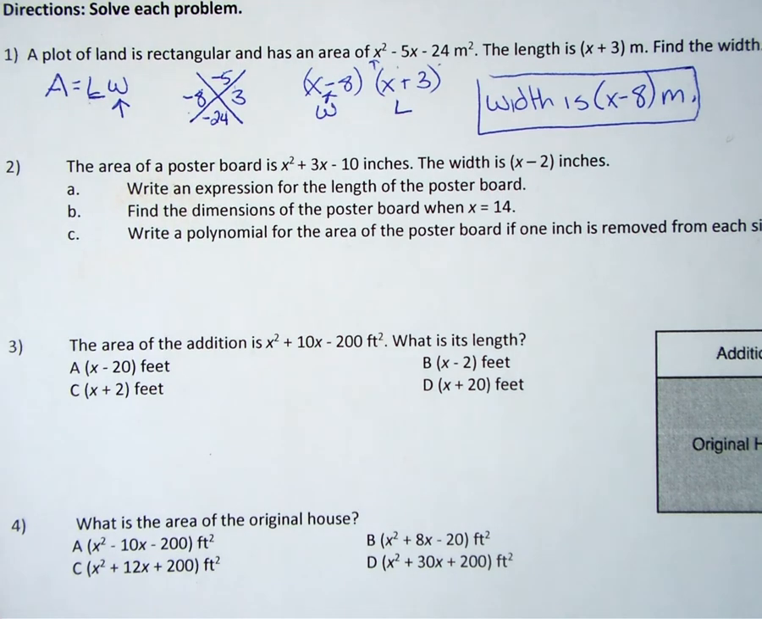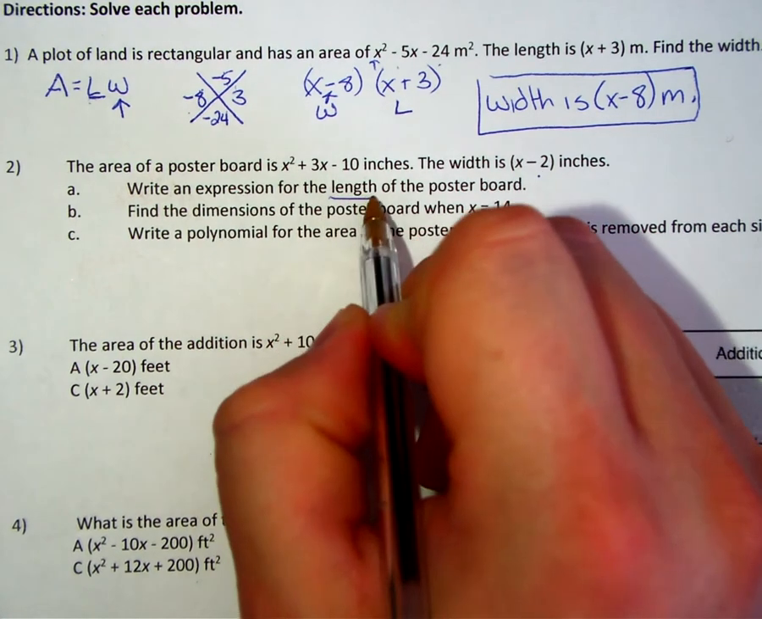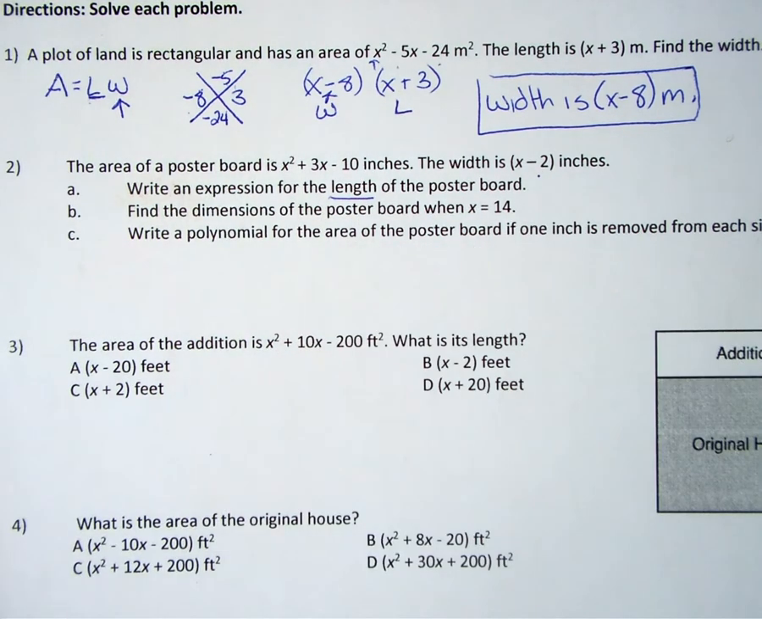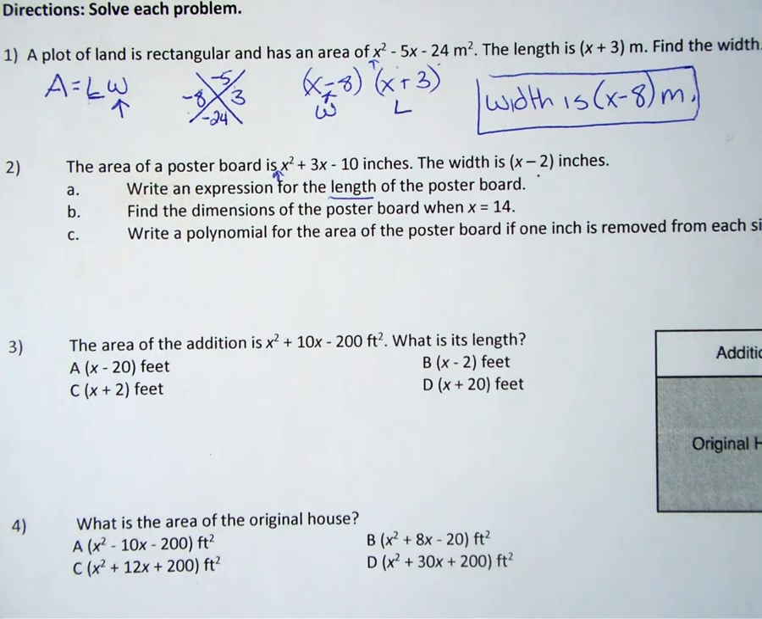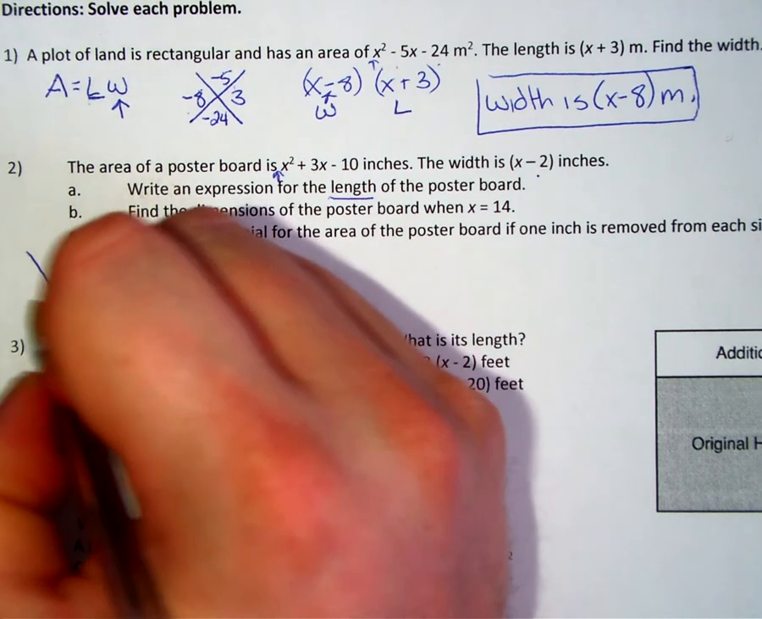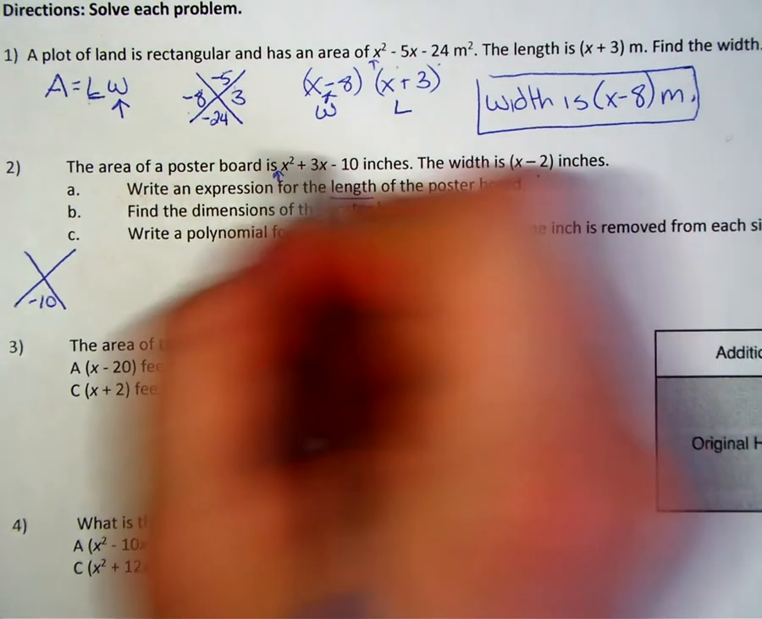So we have a couple of different things we're looking for. The first thing we're looking for, we've got the width, we need the length. This sounds a lot like the previous question. So I'm going to start with trying to factor. My a value is a positive 1, so again we can use our x games. We have a negative 10. I have a positive 3.